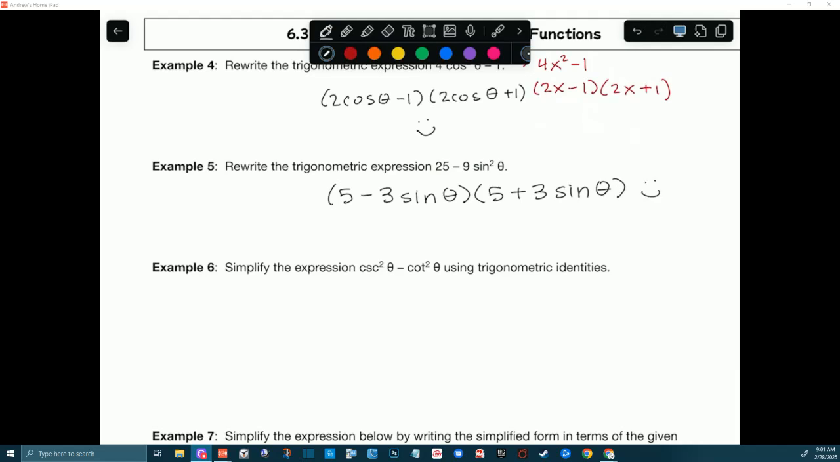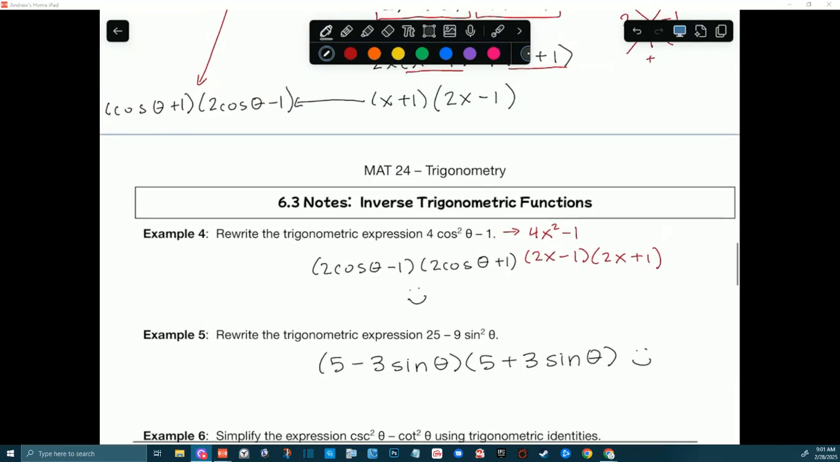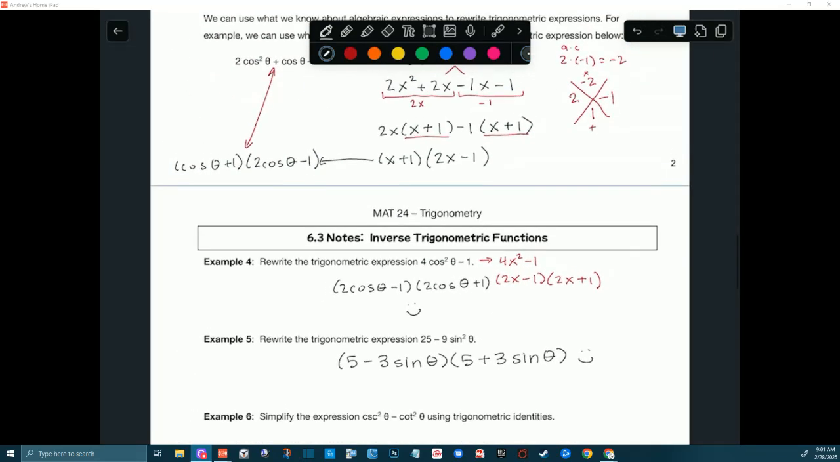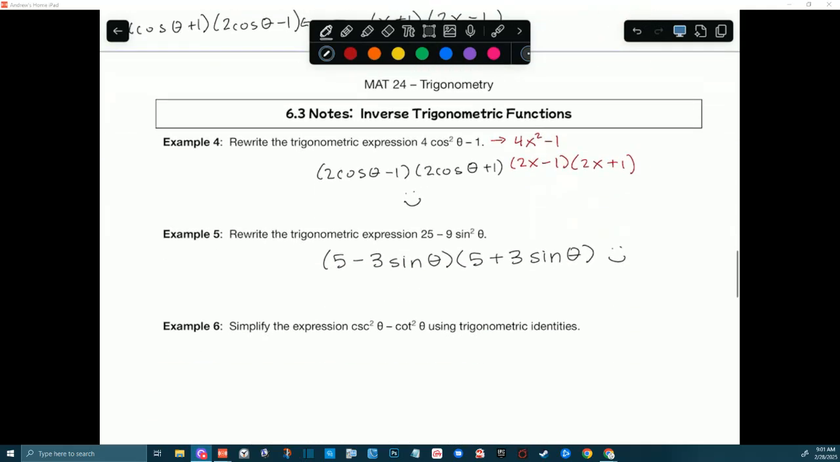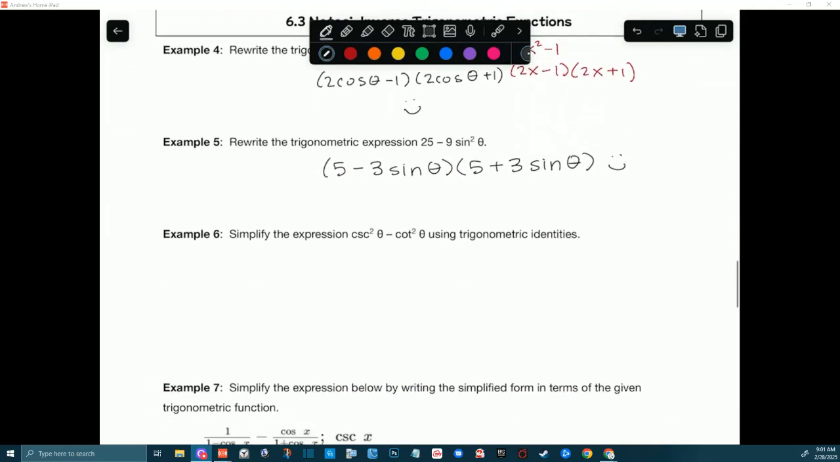Yay! So those first 3 examples we just did emphasize the fact that those factoring rules that you learned in Math 1, Math 2, Math 3 still work with trig expressions. You can treat sine theta, cos theta, tan theta just like you would x or y. Treat it like a single variable and factor like you would any other expression.